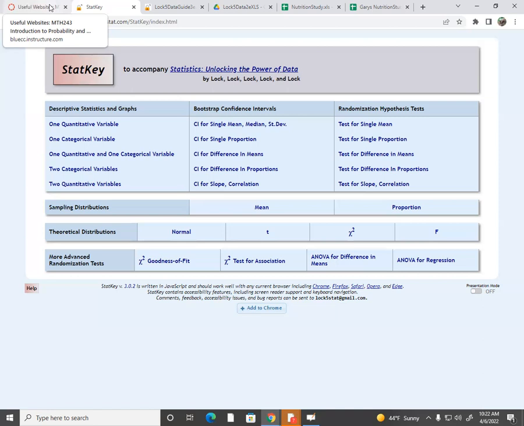And in the first column, they describe different kinds of variables. One quantitative, one categorical, one quantitative and one categorical, two categoricals or two quantitative variables. And we have one quantitative variable right now. So we're just going to go to that first link.